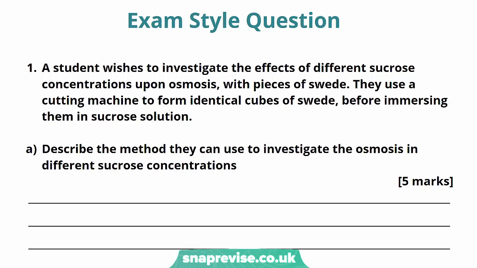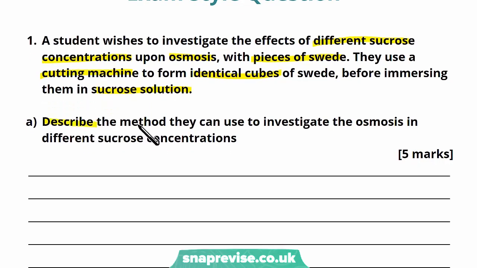So we've designed a question here, I'll read it through. It says, a student wishes to investigate the effects of different sucrose concentrations upon osmosis with pieces of swede, swede being a vegetable. They use a cutting machine to form identical cubes of swede before immersing them in sucrose solution. So part A says, describe the method they can use to investigate the osmosis in different sucrose solutions. So this is 5 marks, and it's very similar to the method that we referred to in our previous videos, but this time we're using swede instead of potato.